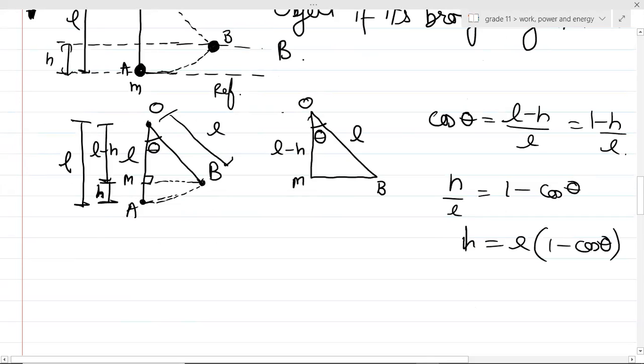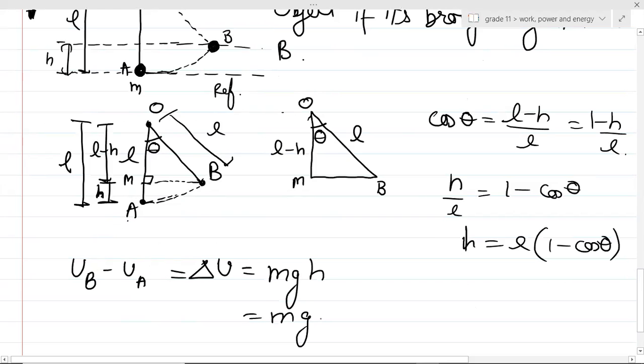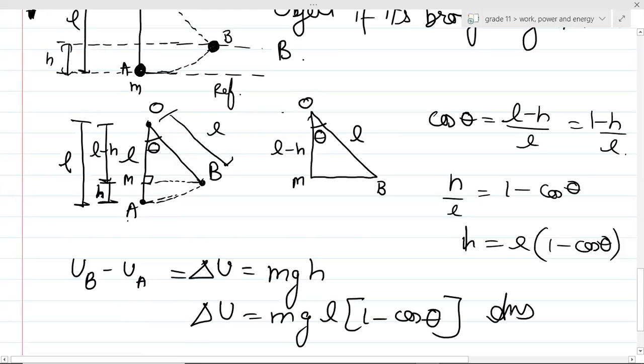And now what is the change in the potential energy? See, point A you have chosen as the reference. So UB minus UA, the change in potential energy, will be equal to m g h, that is m into g into L into 1 minus cos theta. So basically that is the change in potential energy, and that's the answer to your question.